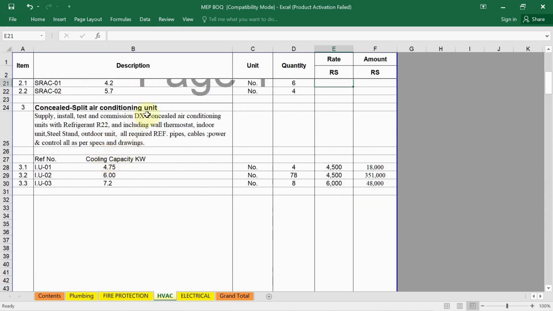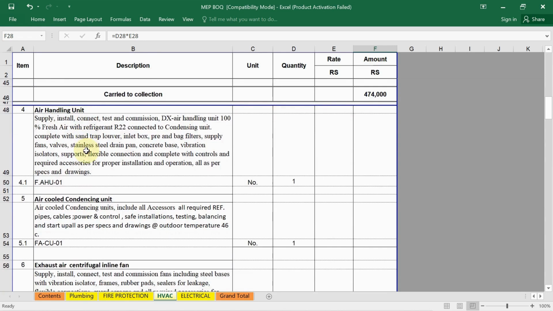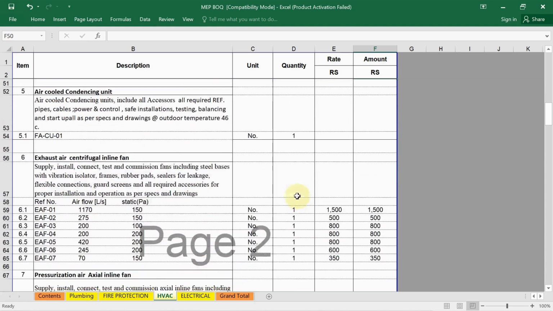Same way, concealed split air conditioning unit, if you are using it in your project. So see here, suppose I am assuming 4.75 kilowatt concealed split air conditioning, their quantity 4, and suppose each unit rate is 4500. So if you want the total amount, 4 into 4500, means quantity multiplied by unit rate. So you will get the total cost of this 4.75 kilowatt split AC. Okay, same way, next, air handling unit if you are using in your project: their detailed description, quantity, market price, their unit rate. Same way, air cooled condensing unit if you are using, just write down that detail.